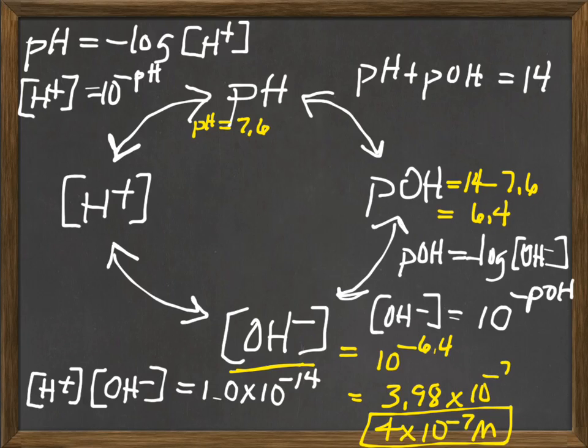So if you are given one of these 4 quantities, you can calculate the other 3, whichever one they ask you for. And that is the circle of pH. Any questions?